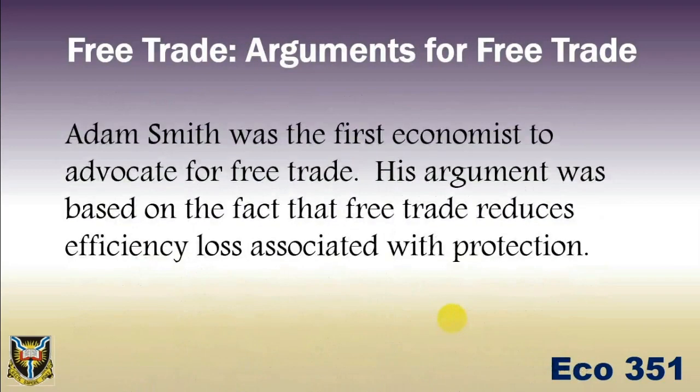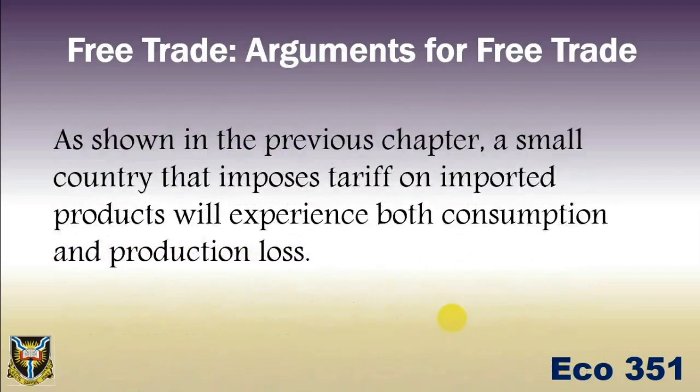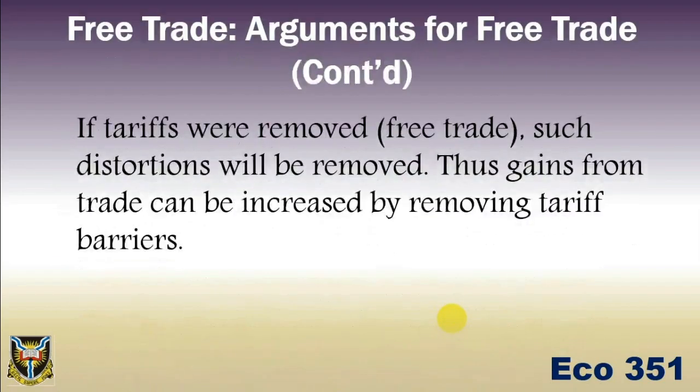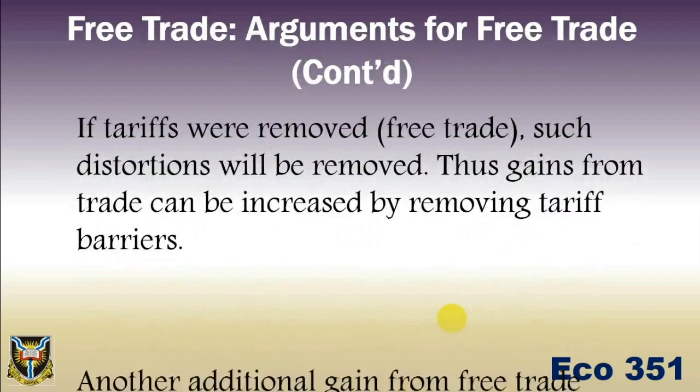Adam Smith was the first economist to advocate for free trade. His arguments were based on the fact that free trade reduces efficiency loss associated with protection. As shown in the previous chapter, a small country that imposes tariff on imported products will experience both consumption and production loss. If tariffs were removed, such distortions will be removed. Thus, gains from trade can be increased by removing tariff barriers.